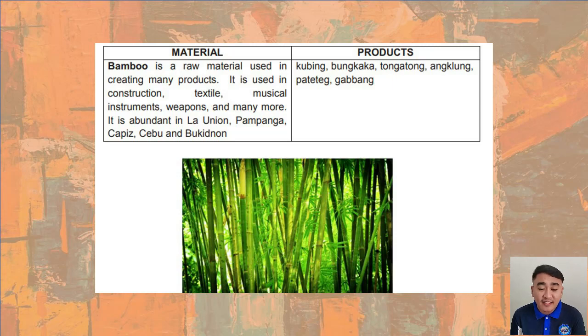Bamboo is a raw material used in creating many products. It is used in construction, textile, musical instruments, weapons, and many more. It is abundant in La Union, Pampanga, Capiz, Cebu, and Bukidnon. The products that are commonly used out of this material are the following: kubing, bungkaka, tonggatong, angklung, pateteg, and gabang.